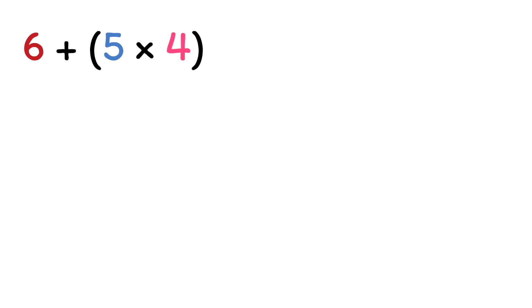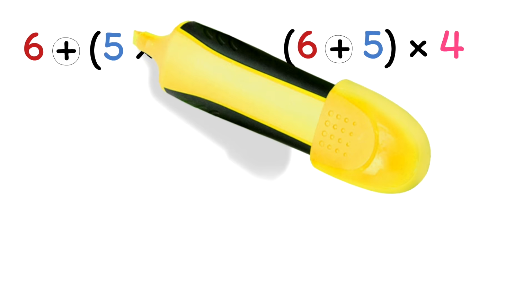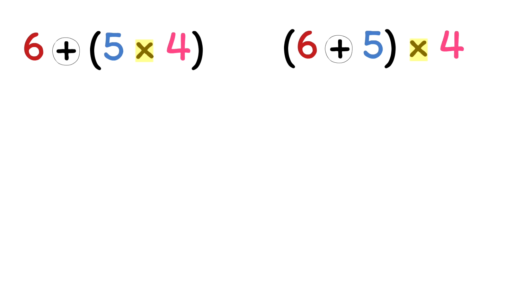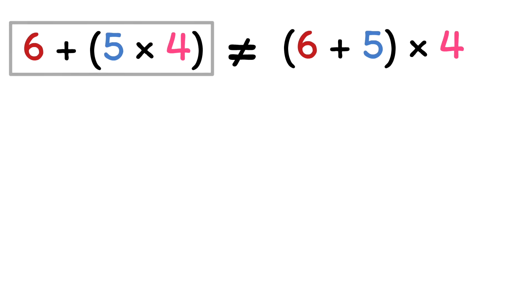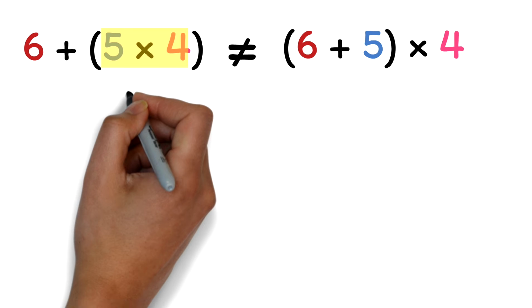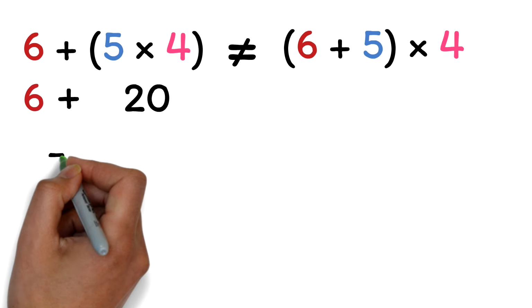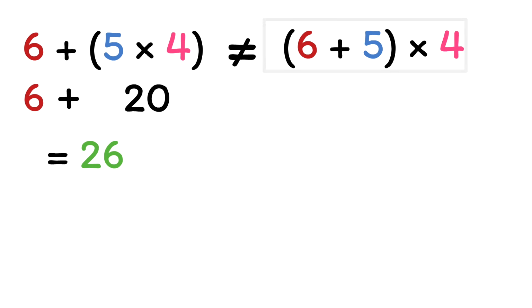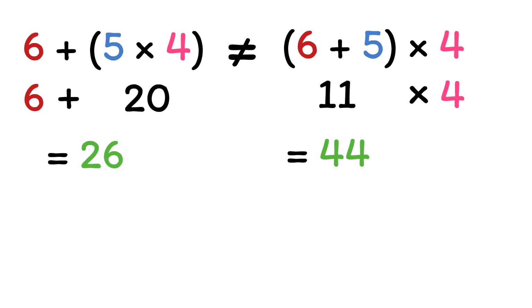For instance, let's say we have the following question. Here, there is both addition and multiplication. So their answers would not be the same. For the left side, 5 times 4 is 20, and 20 plus 6 is 26. For the right side, 6 plus 5 is 11, and 11 times 4 is 44. Notice here that the answers are different. So, the associative property will work for addition and multiplication problems, but never for the mix of the two.